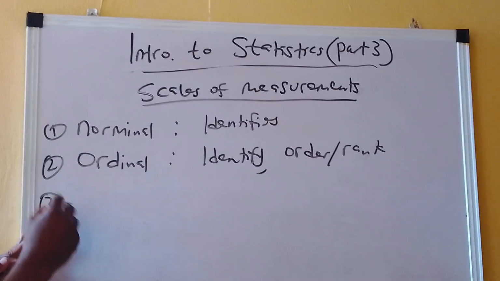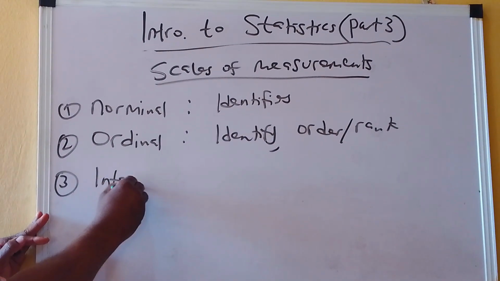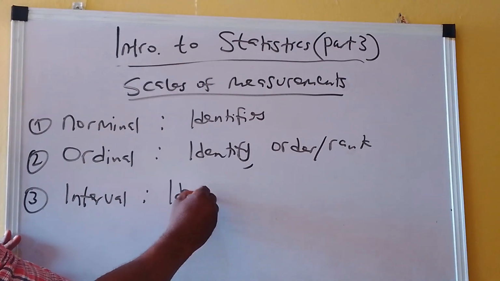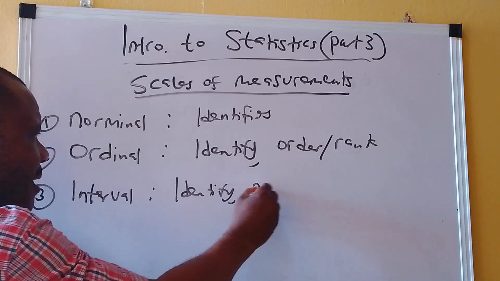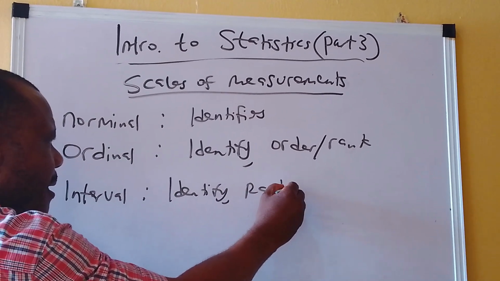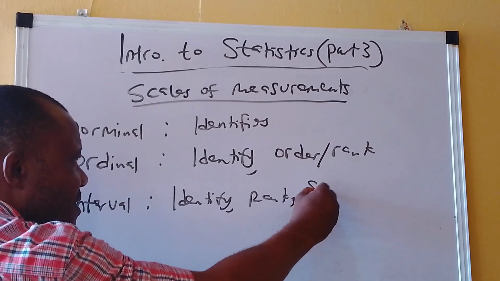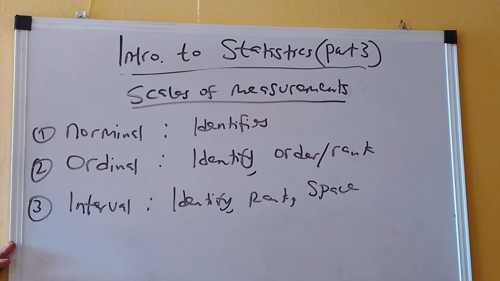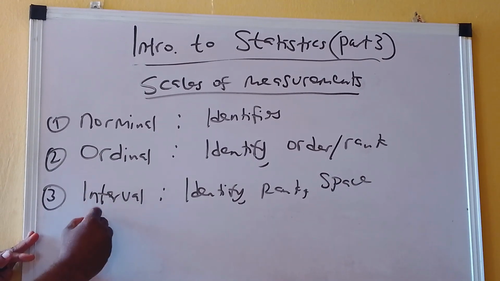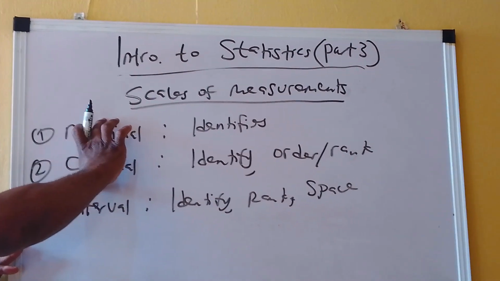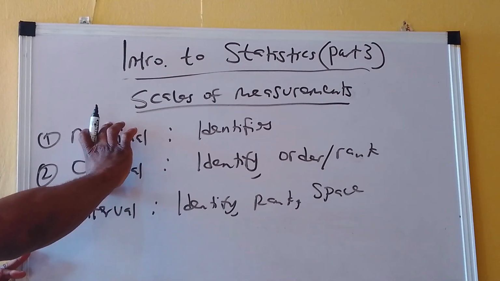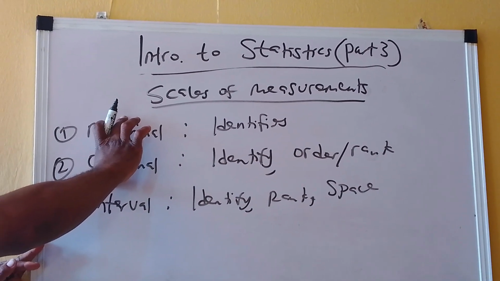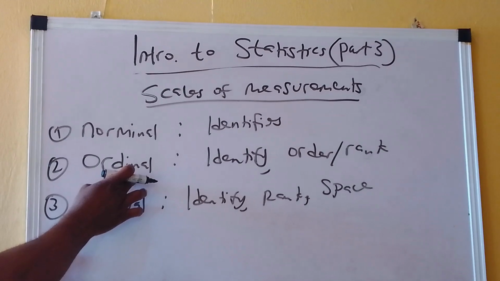Then the third one is the interval. The interval will identify, it will rank, and it will also tell you the space in between data sets. The interval is numeric. These two, the nominal and ordinal, are qualitative in nature. They are used for collecting qualitative data.